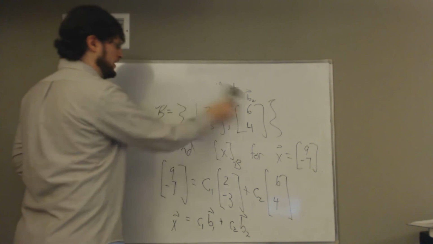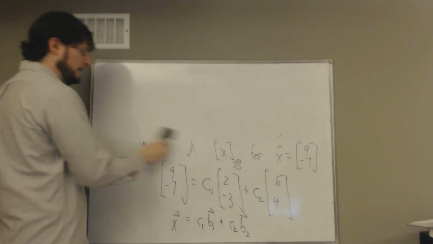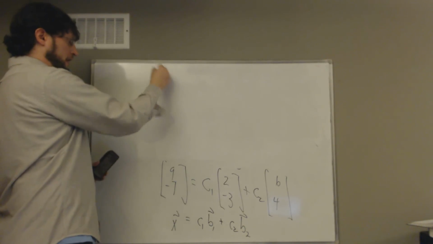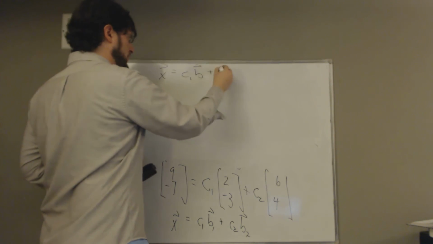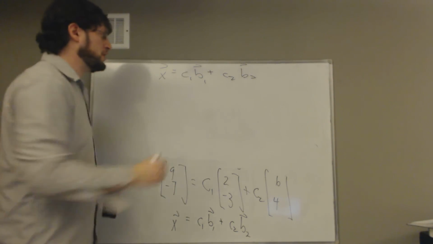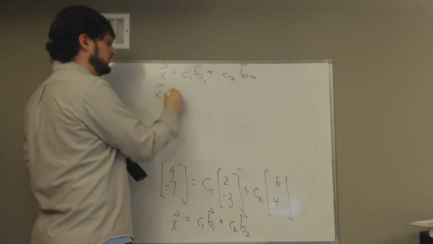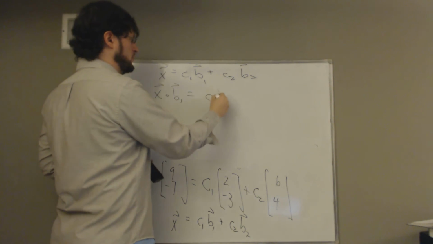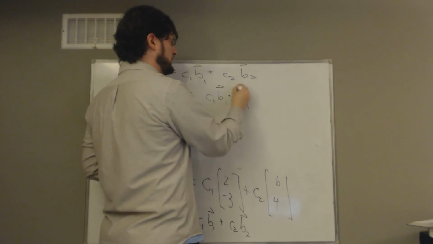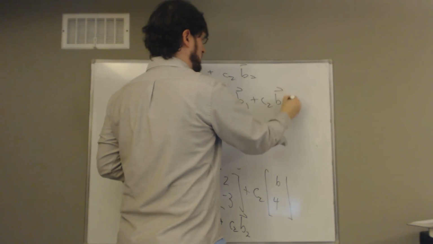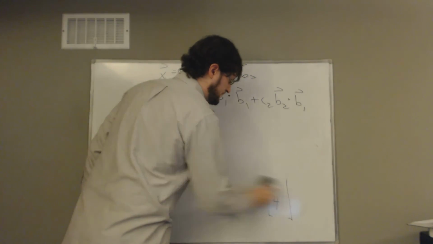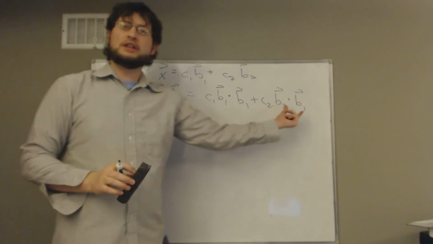All right, now here's the trick. And this is a trick that's going to work for any orthogonal basis. So we've got x is C1 B1 plus C2 B2. What if I took both sides of this equation and dotted by B1? I'm going to dot this whole thing by B1 and then distribute it through to both pieces. Because it was an orthogonal basis, B1 dot B2 is 0.